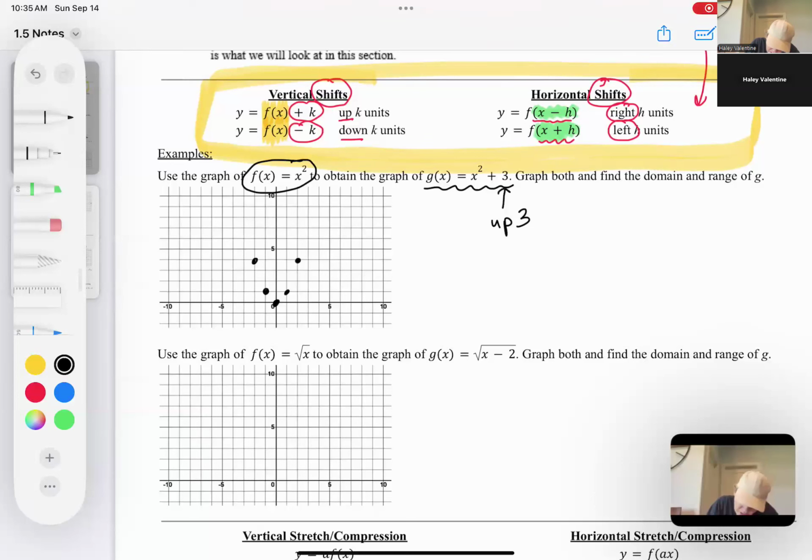I could do 3 squared is 9. I have enough room on my graph for that. Okay, so that right there, I'm going to graph it in black, and I'm going to label it F, because that's function F, the parent function. This next one I graph is going to be G.